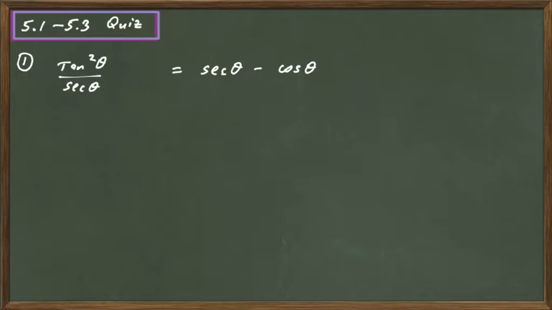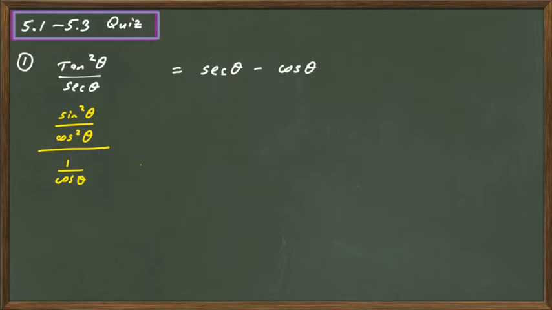Okay, we did a 5-1 to 5-3 quiz. Here are the solutions to it. This is in pre-calculus. I always say change everything to sines and cosines. Tangent is sine over cosine. Because they're squared, it's squared. Divided by secant, which is 1 over cosine.